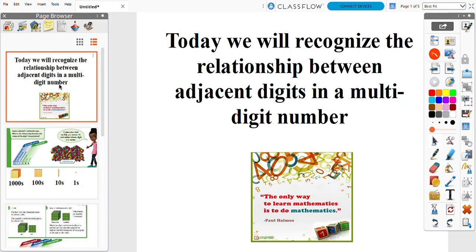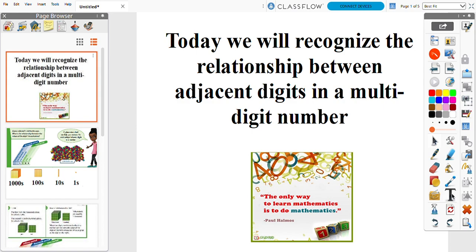Hey there, mathematicians. Today we're going to recognize the relationship between the adjacent digits in a multi-digit number. I have a little quote there for you to read. I just want to validate your hard work this week, and the only way to learn mathematics is to do mathematics, and you've been doing that mathematics.